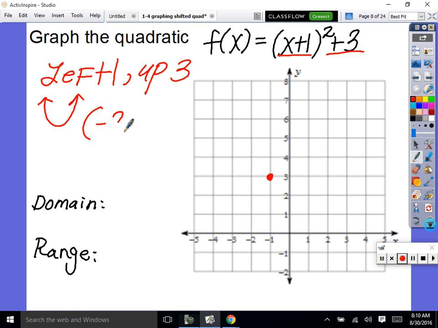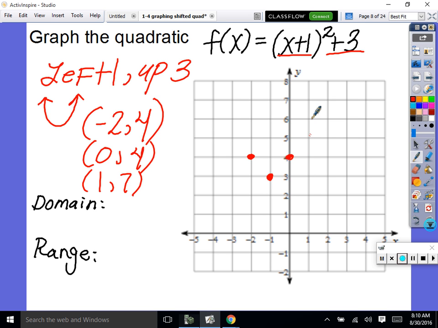-2, 4. That's a point. Does everybody see where you can see it on your table of values? So if I go to -2, we're going to be up 1, 2, 3, 4. 0, 4. Awesome. So over 0, up 1, 2, 3, 4. 1 and 7. Okay. Over 1, up 1, 2, 3, 4, 5, 6, 7. -3, up 7. Is everybody comfortable with how I could graph this using my table of values?